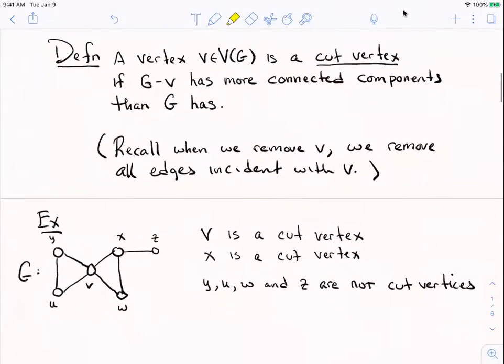All right, let's get into some mathematics. First notion I want to tell you about is something called a cut vertex in a graph. Okay, so what is a cut vertex? It's a vertex in a graph that when you remove it, you have increased the number of connected components in the graph. All right, so pulling out this vertex makes the graph have more connected components. I'll recall to you that when we remove a vertex from a graph, we also remove all the edges incident with it. You can't have an edge that doesn't have two vertices.